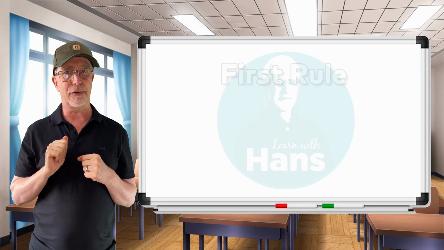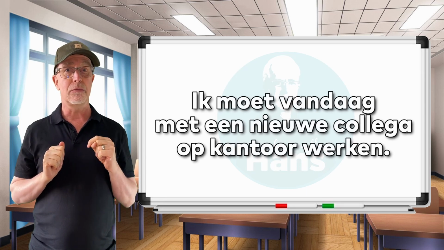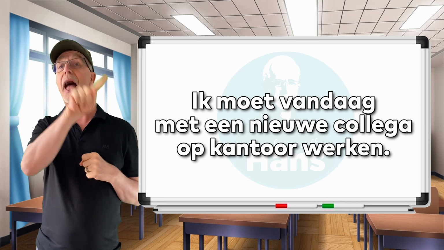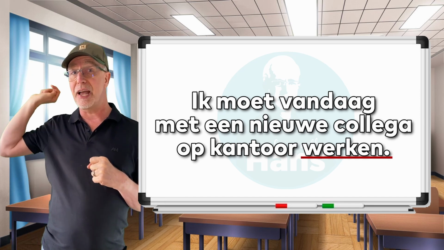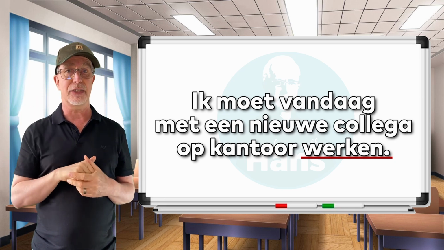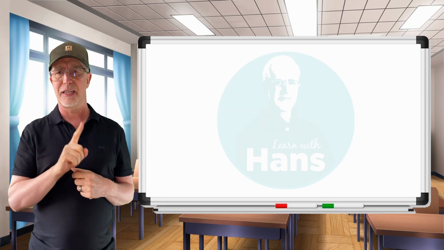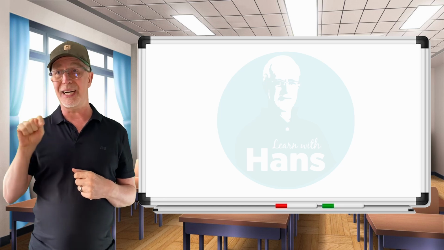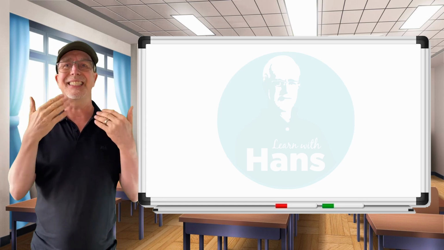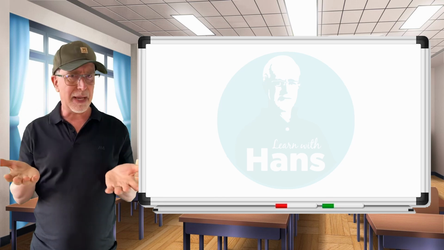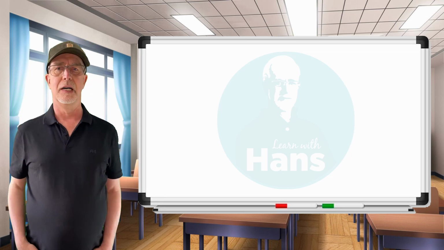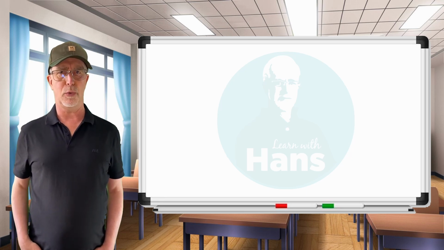Remember the sentence that I gave you earlier? Ik moet vandaag met een nieuwe collega op kantoor werken. Werken, that's my action. It's at the end of the sentence. Sure, keep in mind, sometimes you might have a past participle over here. But don't worry, it's the same rule, same explanation. The action is over there. All right, that was rule number one.